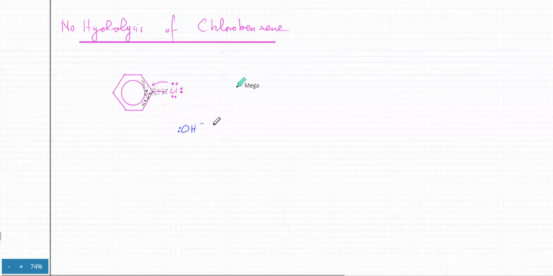So the simple answer is, if there are lots of electrons over here, the negative OH ion is going to get repelled because it's negatively charged, and this is also negatively charged. So there's going to be repulsion. This one over here is going to get repelled.